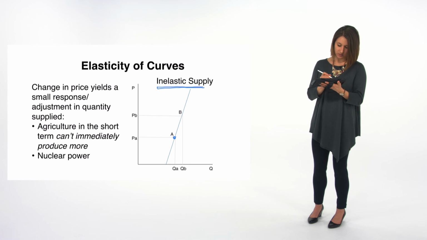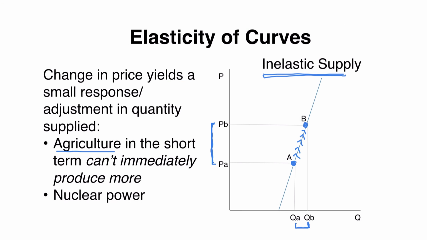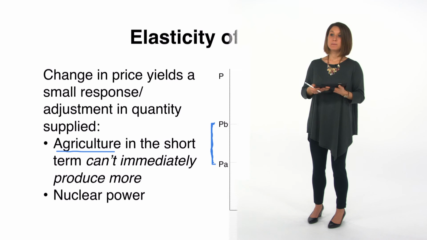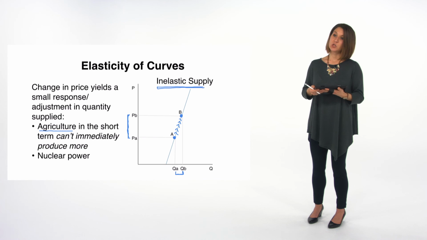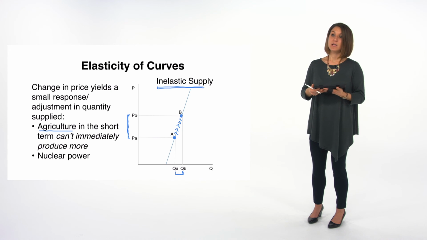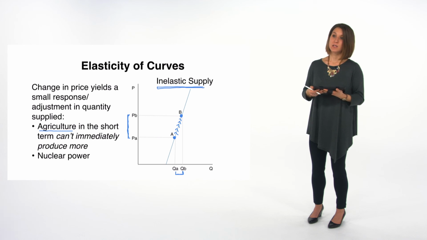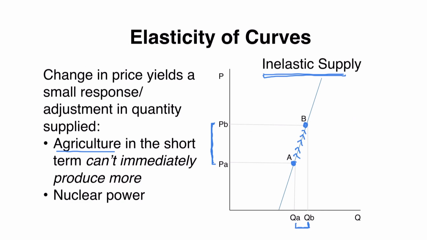So what are some examples of inelastic supply? Well, a good one would be considered agriculture in the short run. It takes some time to plant corn and potatoes and wait for them to grow. So agricultural products in the short run will not respond drastically to changes in the price of the good because it takes time for the food to actually grow. Another example would be nuclear power, where there's not a lot of substitutes in terms of how it can be used.